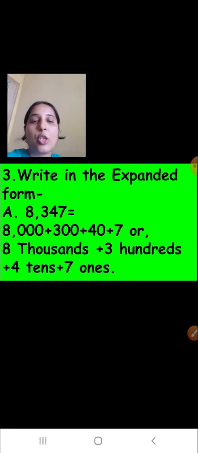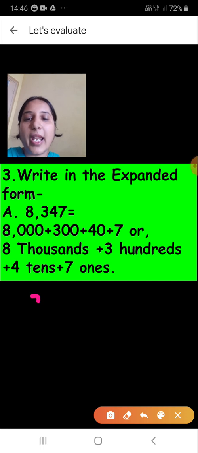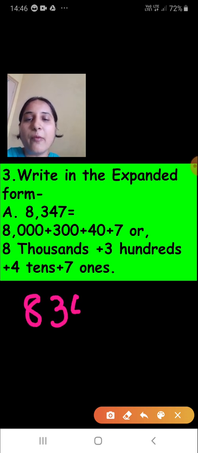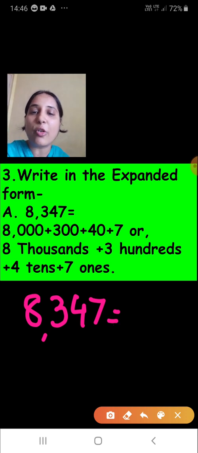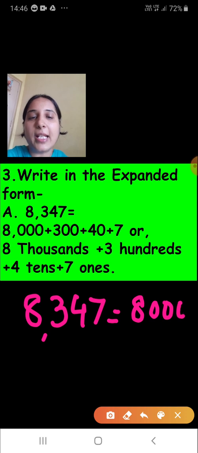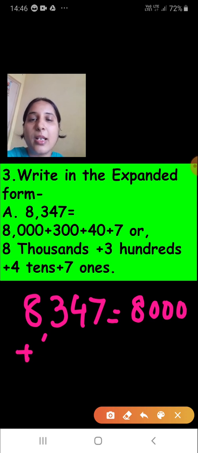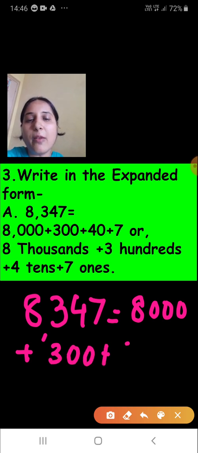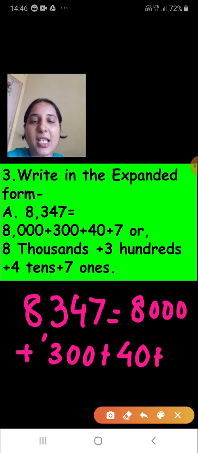Now let's move to the next question, question number 3, where you have to write in the expanded form. The number is 8,347. How are we going to write it in the expanded form? What is the place value of 8 here, children? It's 8,000. So we will write 8,000 plus, now what is the place value of 3 here? 300. Then what is the place value of 4 here? 4 tens or 40. And the place value of 7 is 7 ones. It means 7. Got it?